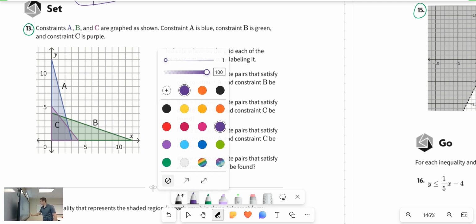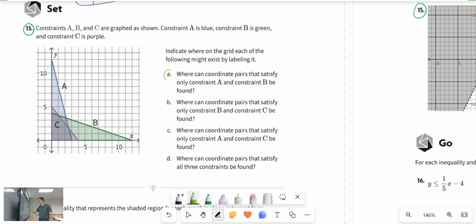So it looks like we're going to pick a new color for this. We'll pick green and blue. We'll go with this sort of lime green looking thing. All right, so we'll do this portion in lime green, and it looks like that's going to be just this section here.